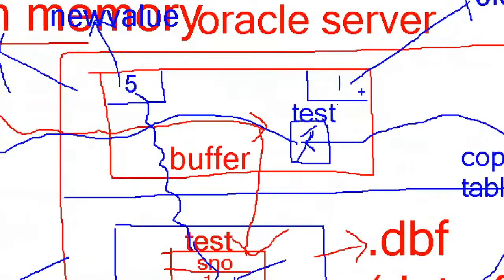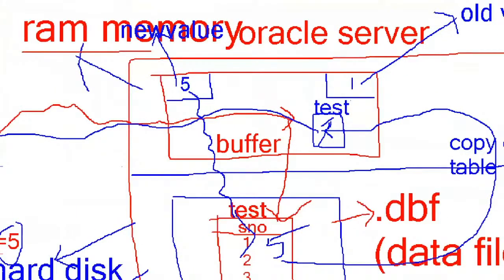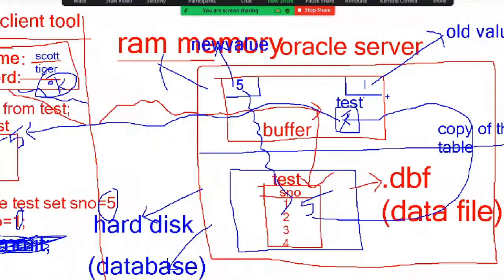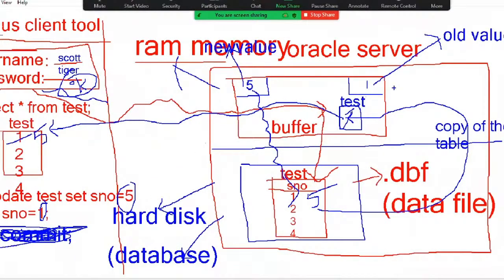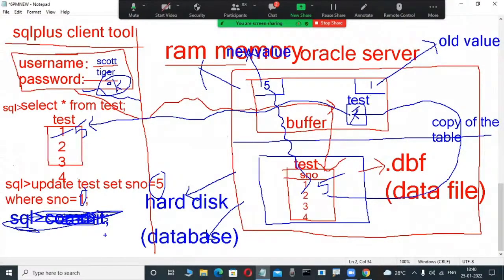But this 5, I want to change again into 1. I want to cancel the previous transaction, because this is not an important transaction. I want to cancel that one under the transaction. Then after update, after delete, in the future, we use rollback, a command in the SQL prompt.